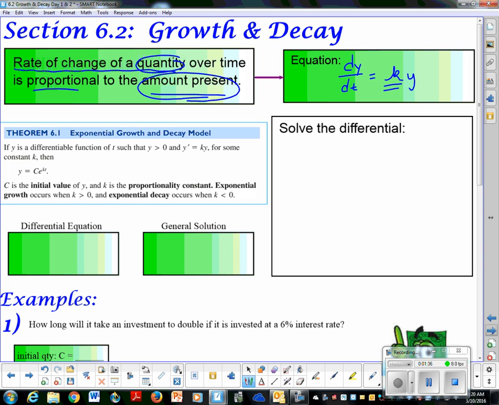Exponential growth and decay: if y is a differentiable function of t such that y is greater than 0 and y prime is equal to ky for some constant k, then we can solve it and get the equation y = Ce^(kt), where C is the initial value of y, and k is the proportionality constant. Exponential growth will occur when k is greater than 0, and decay occurs when k is less than 0.